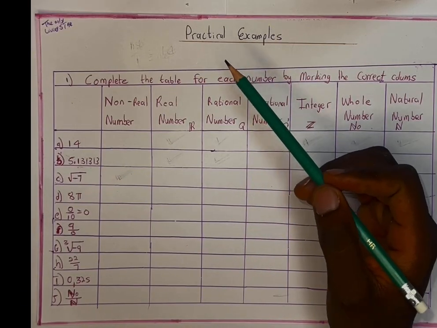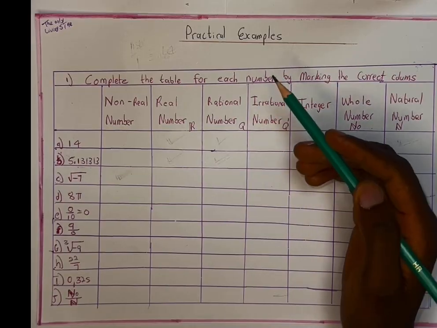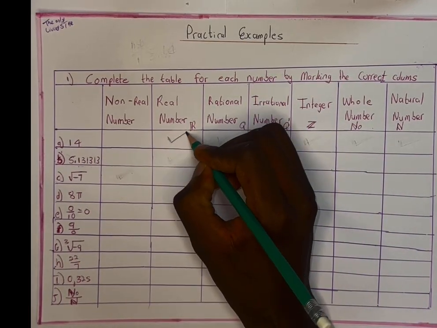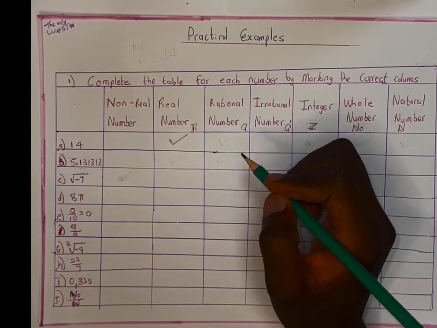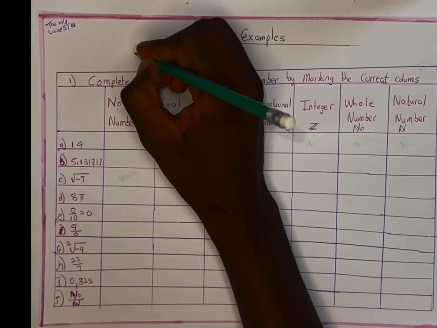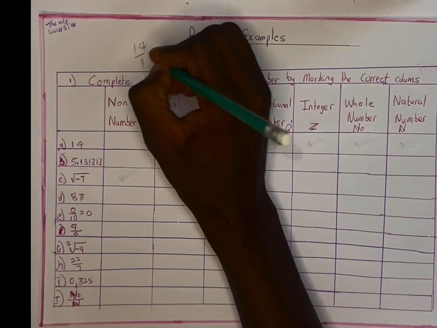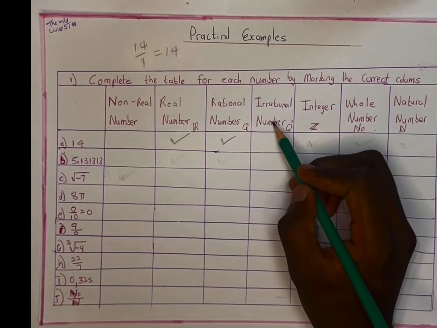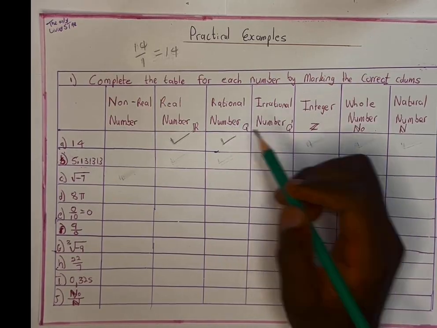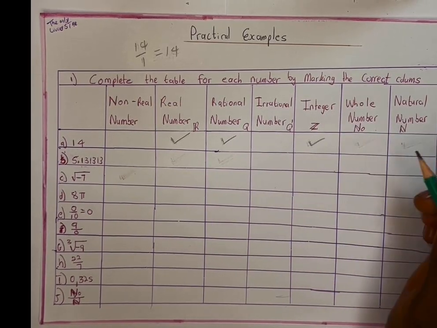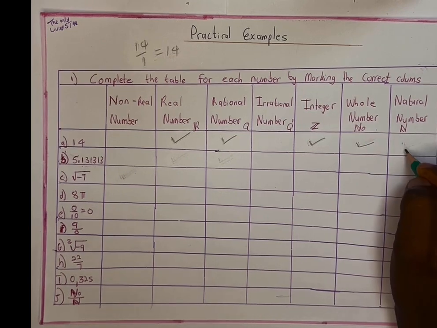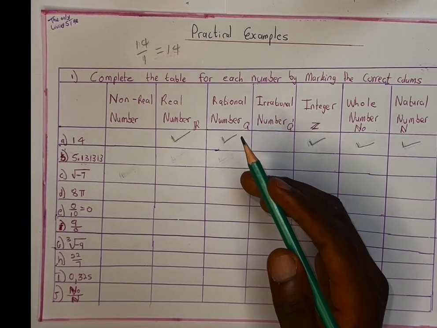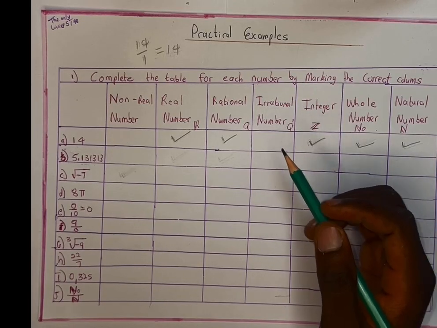Let me now take you through the practical examples that I prepared for you. We'll start first with number 14. So number 14, it is a real number. I think we all agree. And it is also a rational number, because we can represent 14 as a fraction. So 14 over 1 is equal to 14. So it is not an irrational number because it's already a rational number. It is an integer and also a whole number and also a natural number, because 14 is part of the number line. So you can go back and see how we defined our number line.